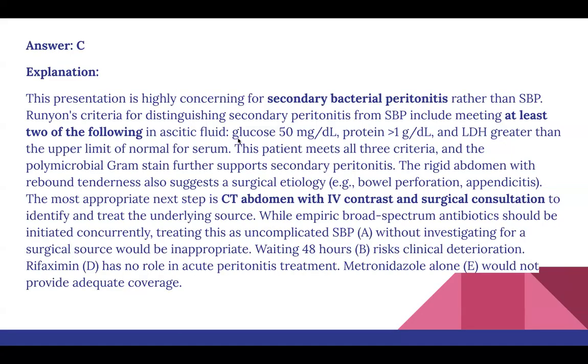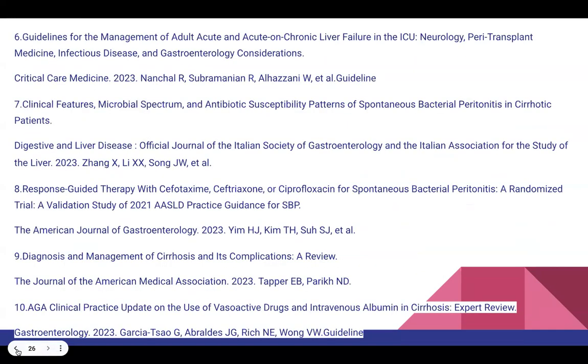So in SBP, typically there'll be a higher glucose, but then the protein would be low. LDH would also typically be on the lower side. But Runyon's criteria will help distinguish SBP from secondary bacterial peritonitis. All right. Thank you. And these are my references.